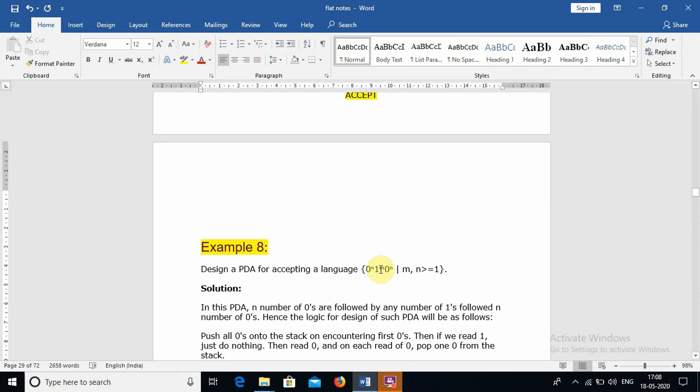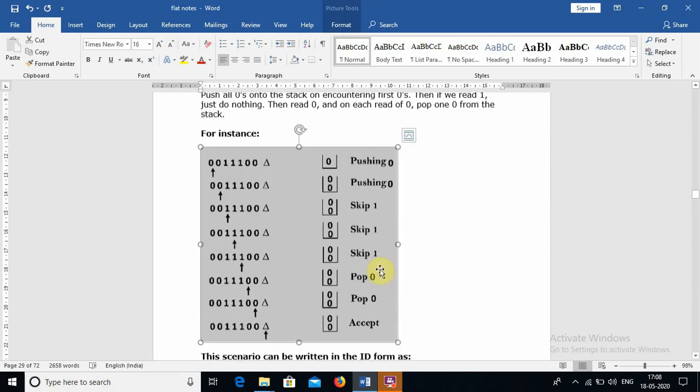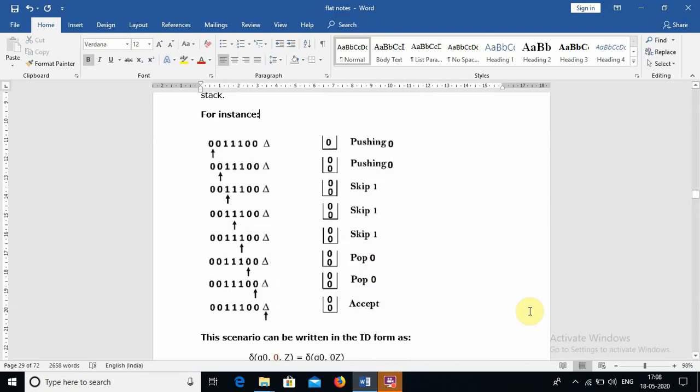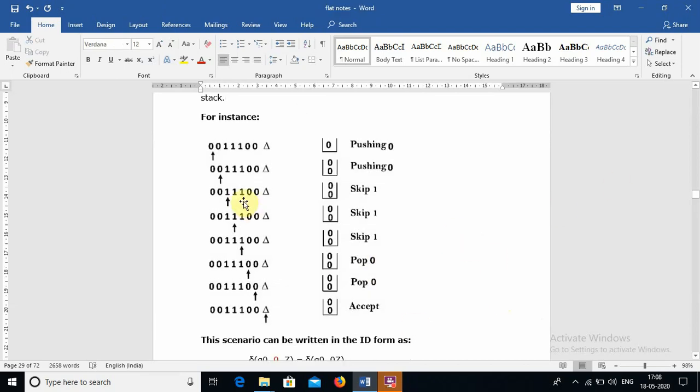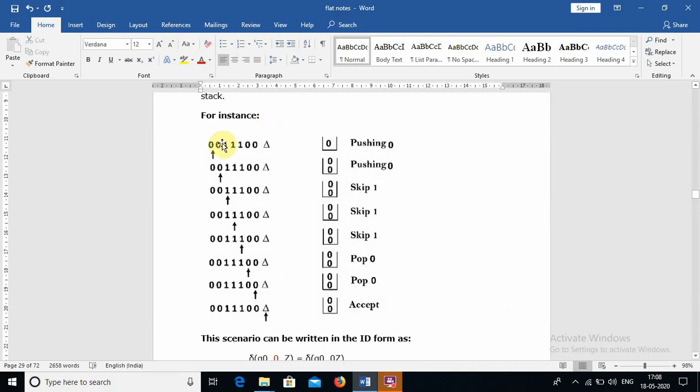Okay, so the same principle we are using in the previous scene, but the construction is different. So here let's take a string 0 0 1 1 1 0 0. The first and last zeros are the same, but the middle part may be anything, we don't know that.